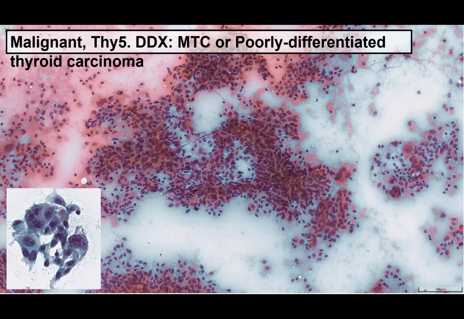Could this be a medullary thyroid carcinoma because of the spindling and the singly dispersed cells, or could this be a poorly differentiated carcinoma? Patient underwent histopathology resection, which showed that this was a metastatic melanoma.